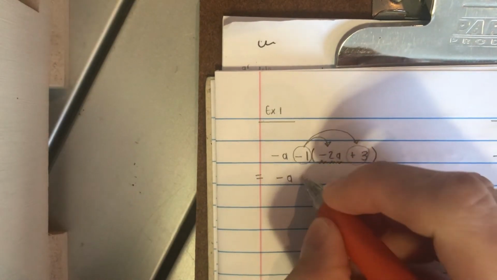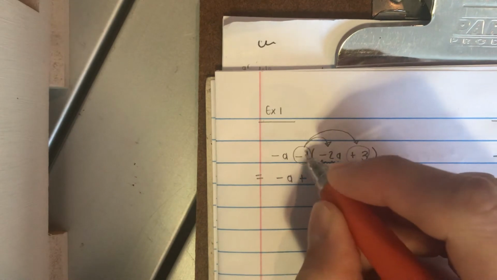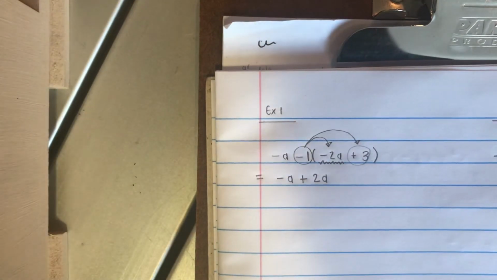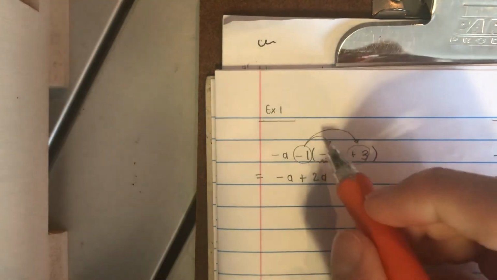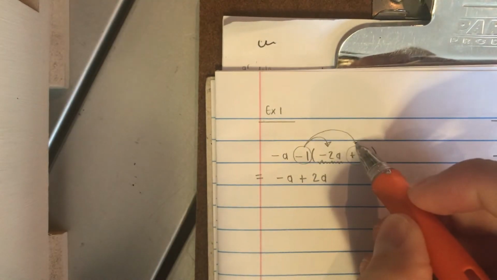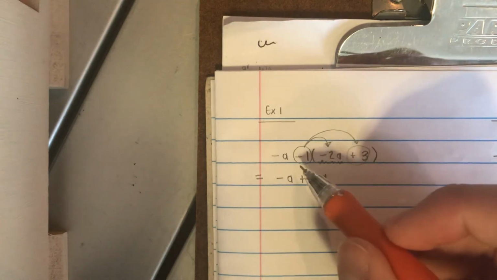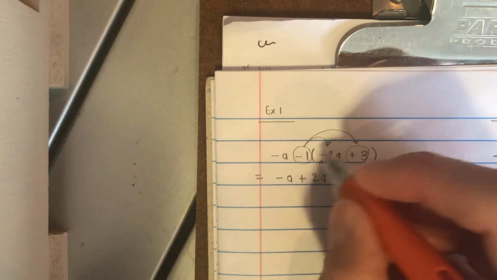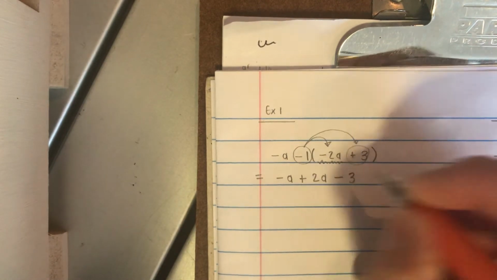What do we get? We get positive, because it's a negative times a negative, and we get 2a, because 1 times 2a is 2a. Then we take the -1 and we also multiply it with a +3. It's a negative times a positive, giving us a negative, and 1 times 3 will give us 3.